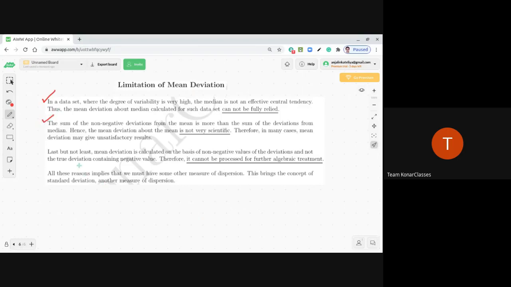Third, last but not least, mean deviation is calculated on the basis of non-negative values of the deviations and not the true deviations containing negative values. Therefore, it cannot be processed for further algebraic treatment. You can experiment with these three reasons by solving numerical questions available in the online test platform at konarclasses.com. All these reasons imply that we must have another measure of dispersion. This brings the concept of standard deviation, which we will discuss in the next class.